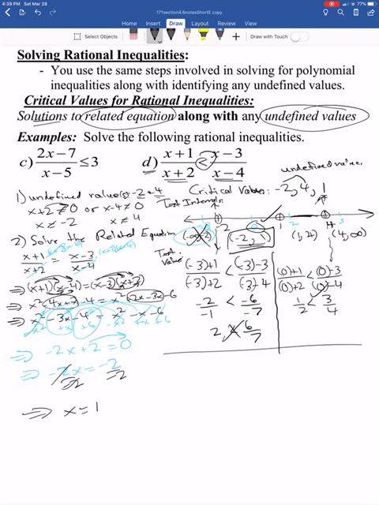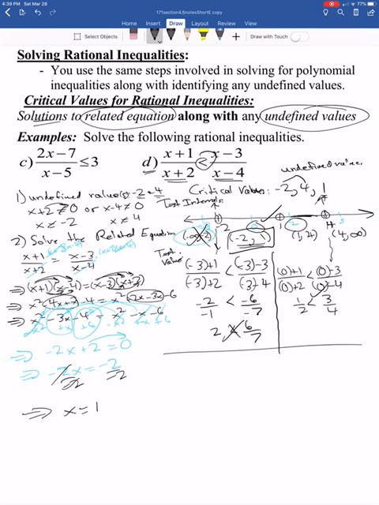So all numbers greater than -2 and less than 1. So -1 is a solution. -1.5, -1.999, 0, 0.5, 0.8. There's infinite numbers, but we only need 1 to test it. So again, if 1 works, they all work. If 1 doesn't work, none of them work.